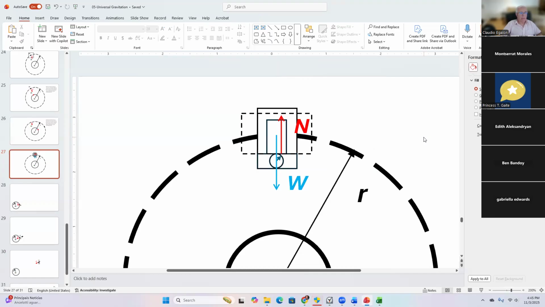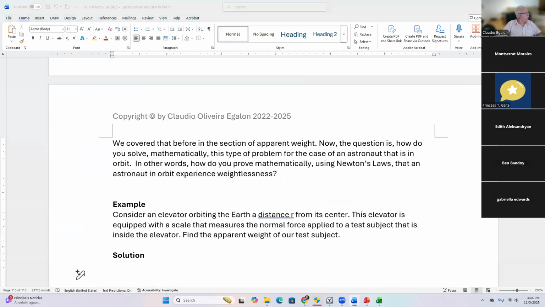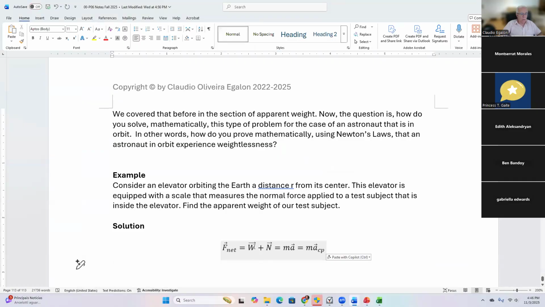And I can write down my equations using Newton's second law, just like we did for the case of the elevator. Okay, so here you go. Net force is equal, well, let's start with net force is equal to mass times acceleration, right? Newton's second law of motion, like that. But my net force is also weight plus the normal, right? Weight, and the object is undergoing uniform circular motion.